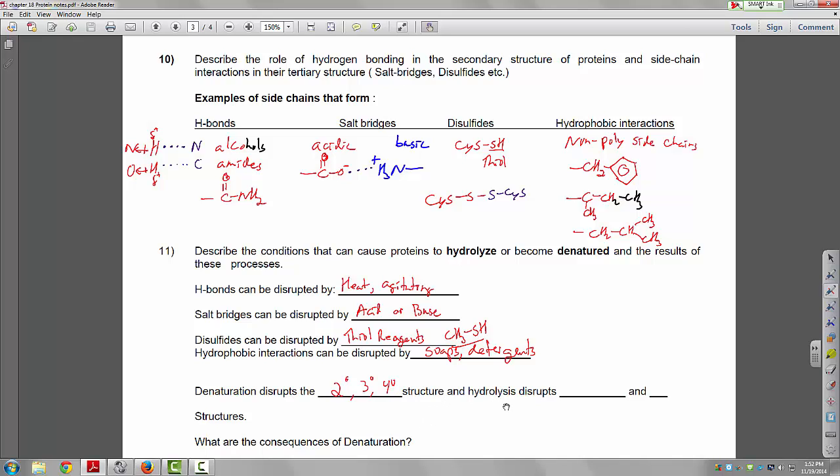It's not until we hydrolyze it, like boiling it in acid, that we disrupt the secondary, tertiary, and quaternary structure as well, and that's because we're actually breaking the peptide bonds, so the primary structure as well. So hydrolysis involves breaking the peptide bonds that hold the individual amino acids together. So when you hydrolyze a protein, hydrolysis releases free amino acids, AA for amino acid.